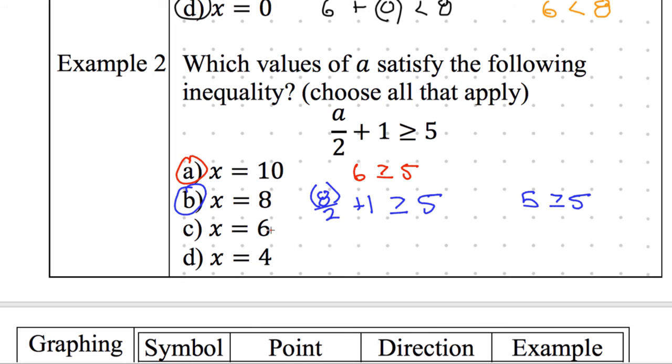Let's just go through the mental math really quick. You guys are going to shout stuff out all at the same time. 6 divided by 2 is 3, plus 1 is... And then yes or no, is 4 greater than or equal to 5? No. Okay. So it's not C, and definitely not D because that's even smaller. So the correct answers are A and B.